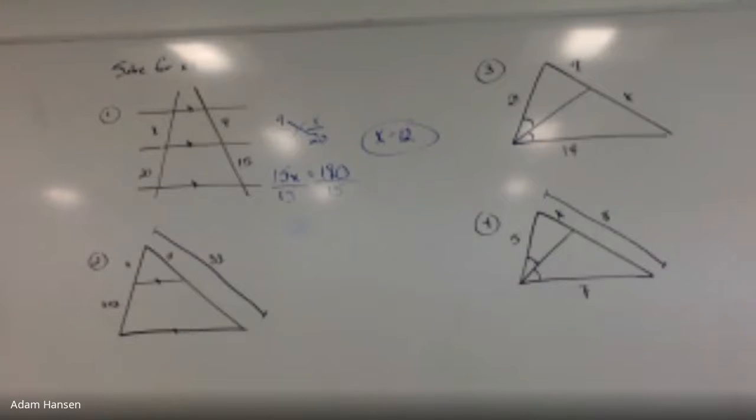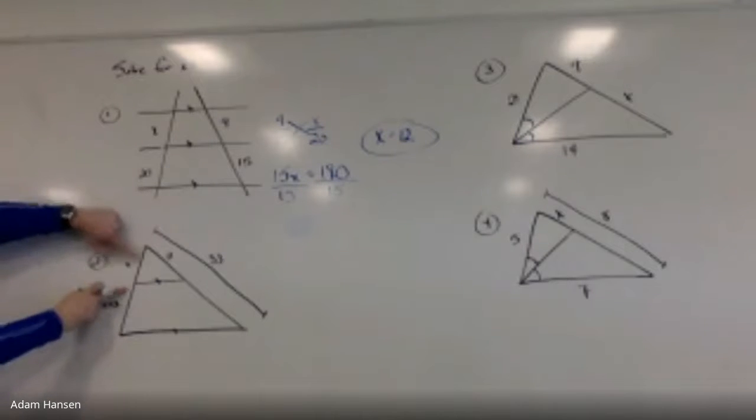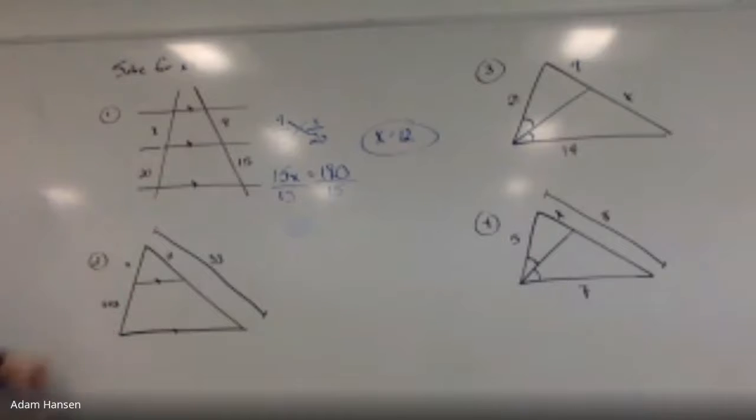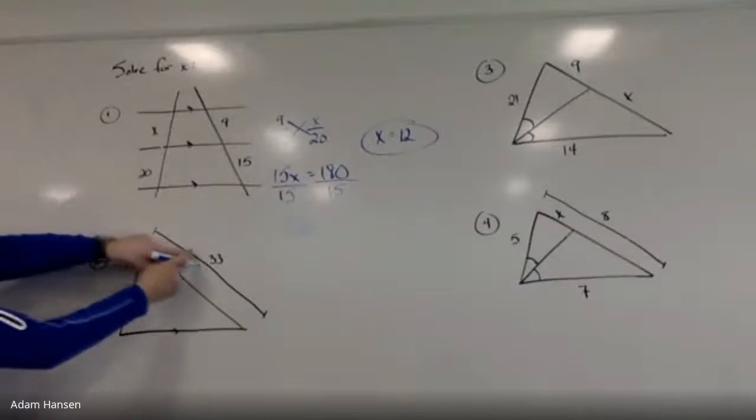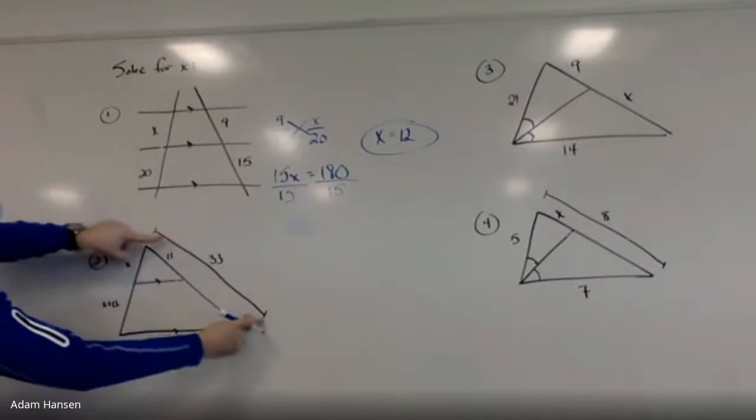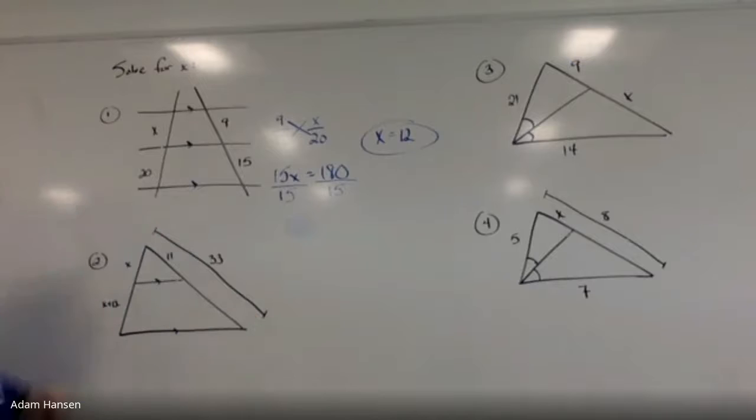Number 2 is some more proportional parts. Where should we start? On the left, I have a length labeled as x, and the bottom given as x plus 12. So x to x plus 12. On the right, I have a length of 11 on top. This 33 is the total distance on the right from top to bottom.